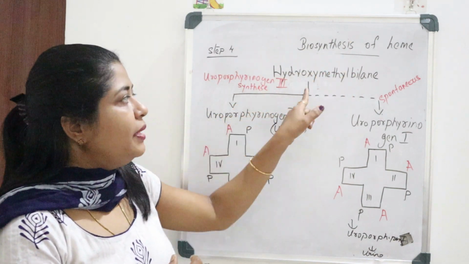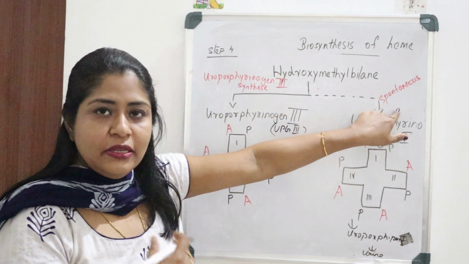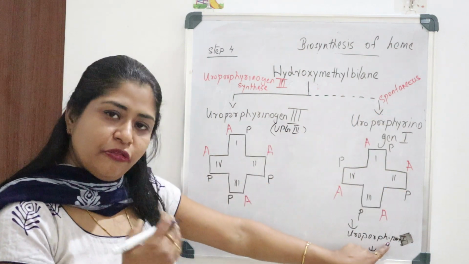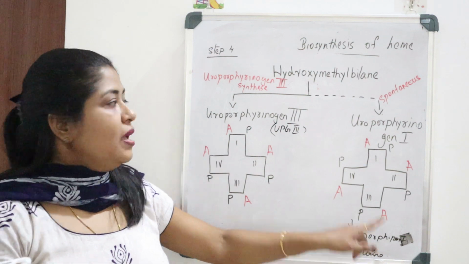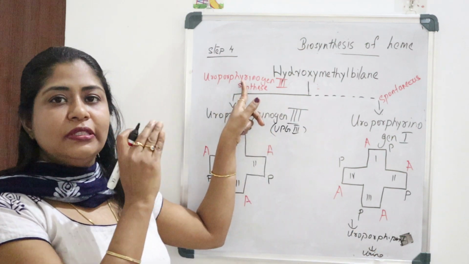Hydroxymethyl bilane can be converted to uroporphyrinogen 1 spontaneously. Uroporphyrinogen 1 is converted to uroporphyrin 1 and is excreted through urine. That's of no use. Coming to uroporphyrinogen 3, that is catalyzed by uroporphyrinogen 3 synthase.